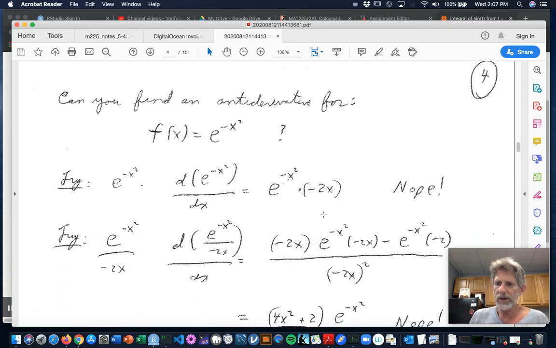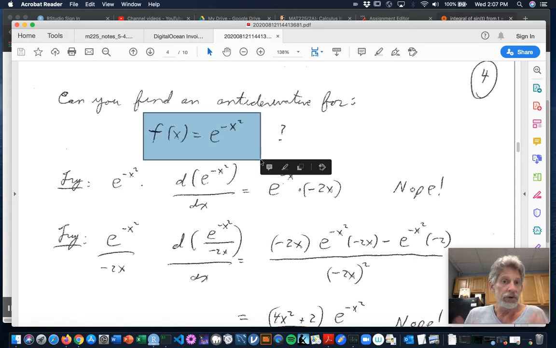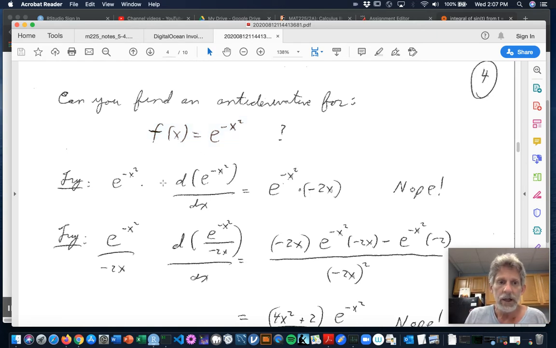So we want to practice applying the theorem because of the great importance that it has in understanding areas under the curve as accumulations in a quantity. So first question for you is: could you find an antiderivative for f of x is e to the minus x squared? I mean, give it a try.